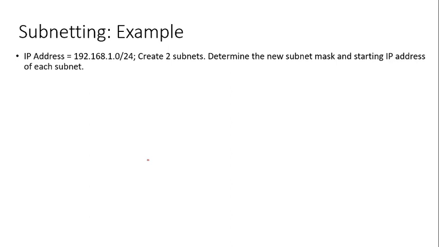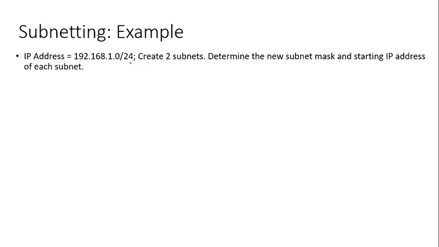Assume that you are given an address like this. I have represented it in a format where you have an IP address of 192.168.1.0, and /24 means it is a classful IP address of class C. So now it means that 24 bits are for the network part and the remaining 8 bits are for the host part.